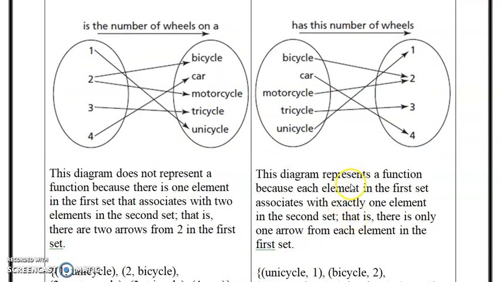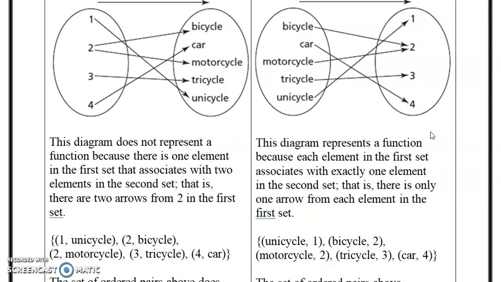In the second set, the diagram represents a function because each element in the first set associates with exactly one element in the second set. That is, there's only one arrow from each element in the first set. So you'll notice here we only have one arrow going to each. So for each value of x, there's only one value for y. That's not true here. Now I know the 2 shows up twice, but that's okay.